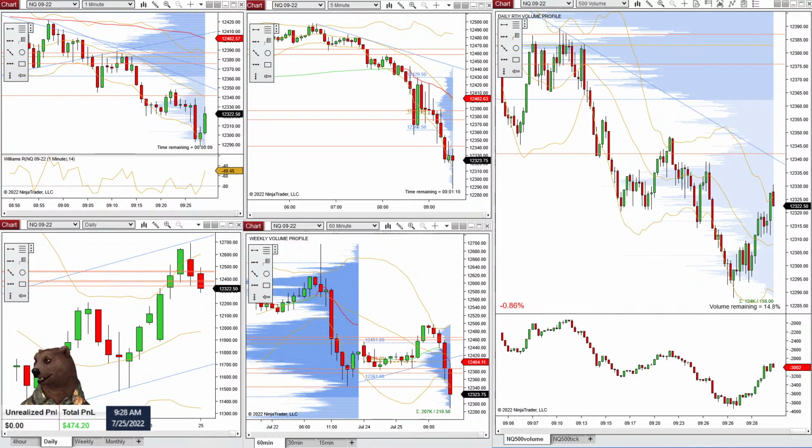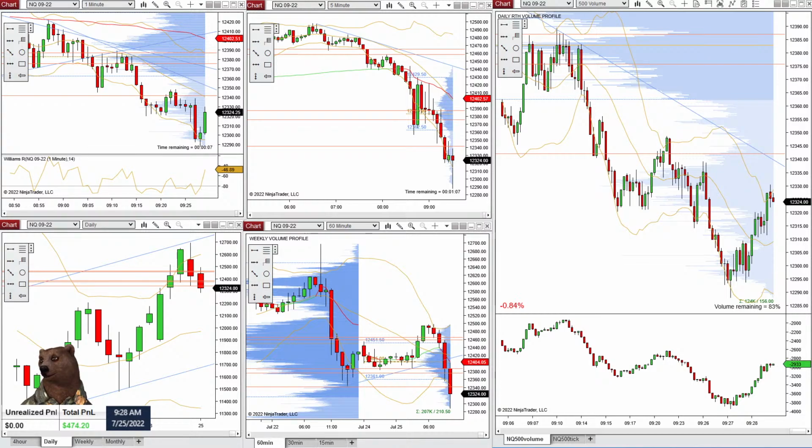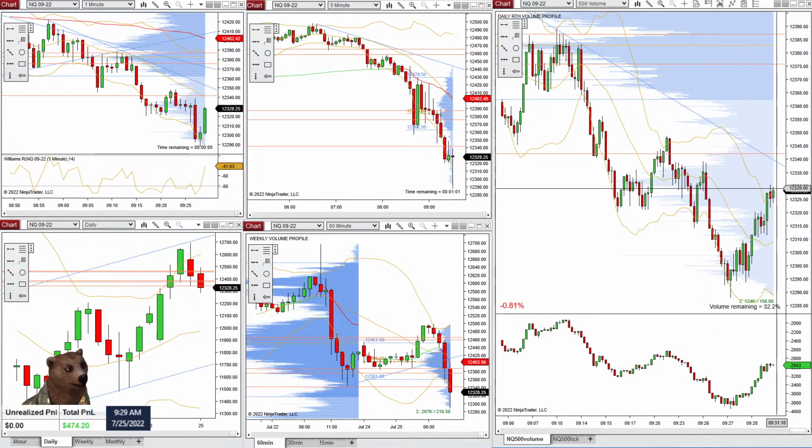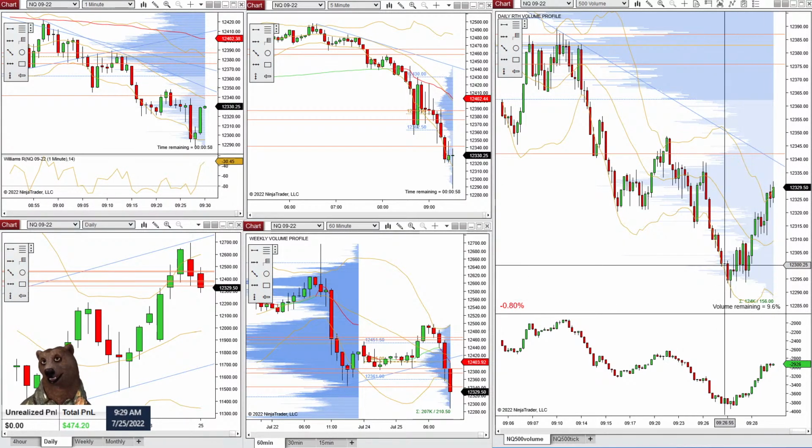Anybody here use Bookmap? Some of this LVN, this might be interesting. And look at this thing. This thing is nutsos.